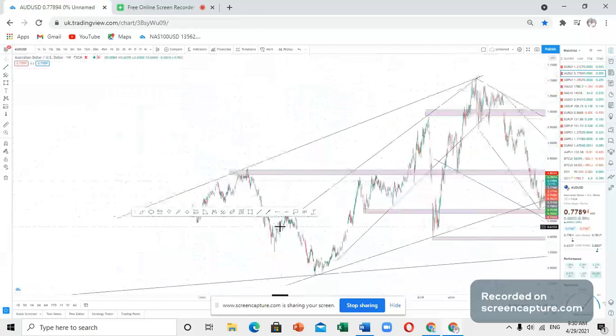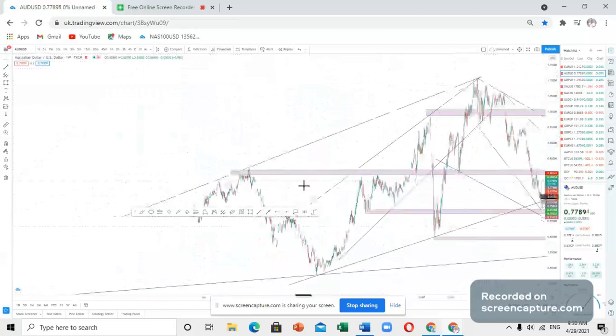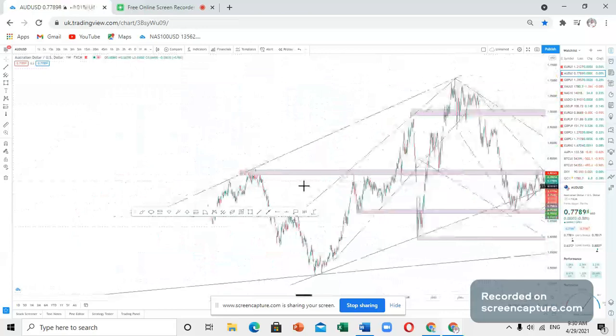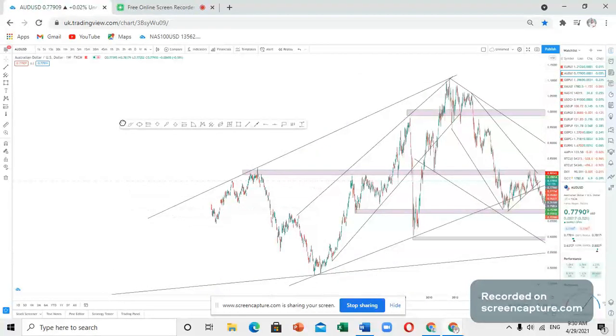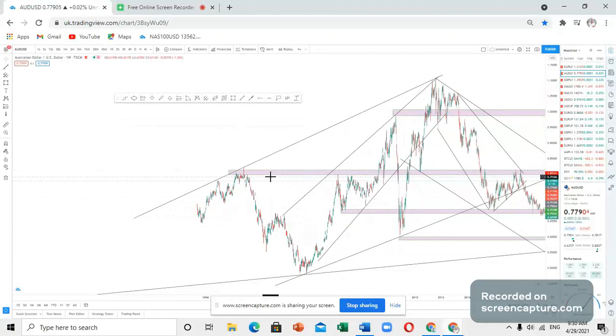This is from the weekly time frame, and I've zoomed out. That's why the chart looks the way it does. For those seeing the charts for the first time, hopefully you're going to learn something. First of all, I would like us to see the general move of this chart.